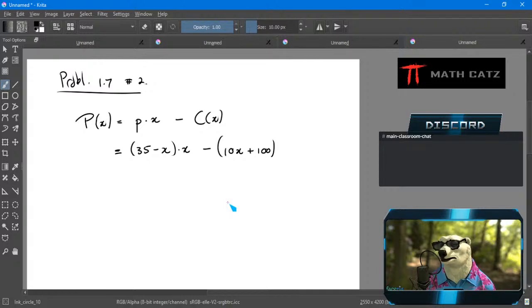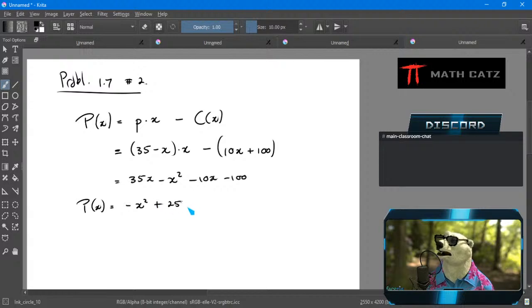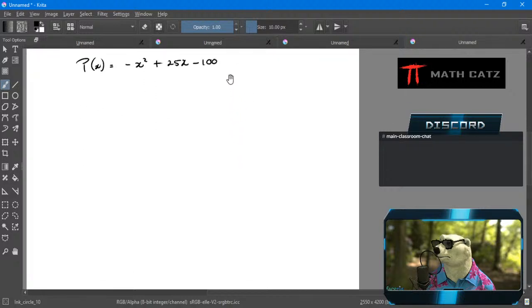All right. Simplifying this, I get 35x minus x squared minus 10x minus 100. One more step for my profit function, negative x squared plus 25x minus 100. All right. Now again, I see some properties. A is negative 1, meaning, as I would hope, I have a parabola pointing down, resulting in a maximum point, which is now the vertex I want to find.